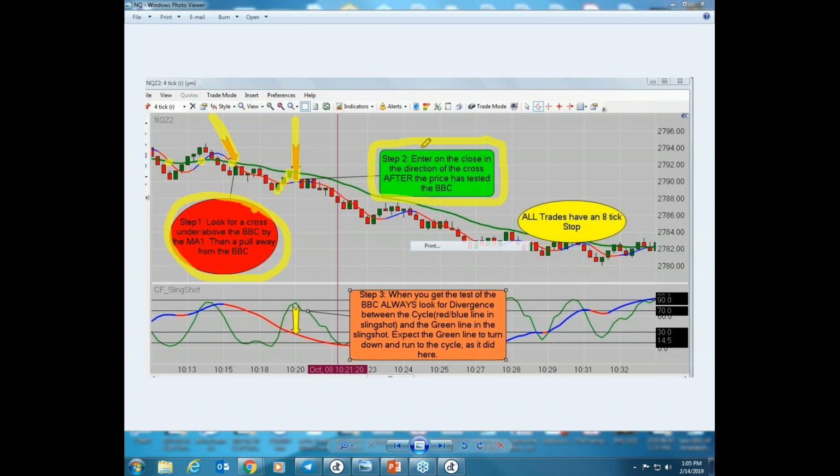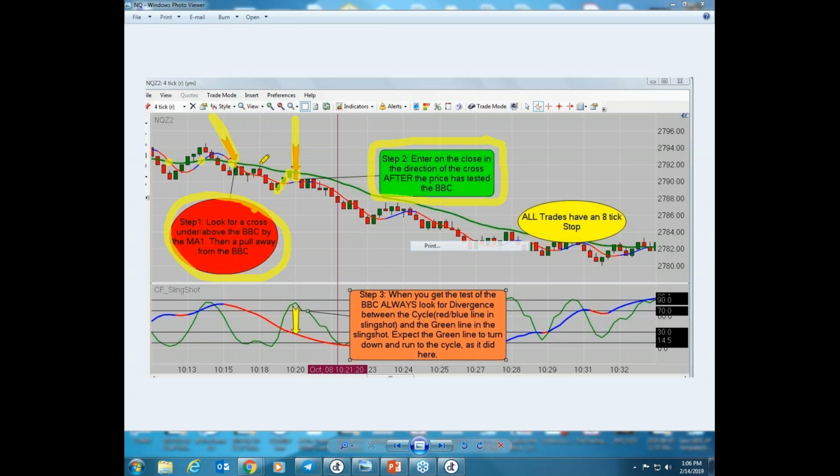But the bottom line is we're looking for this step number 2. Notice the MA1 being red. We're looking for a red candle. Ideally, we want everything to be the same color. We want to connect the dots. There needs to be a common denominator. If you want to stack all the probabilities in your corner with this setup, ideally you want everything to be the same color.